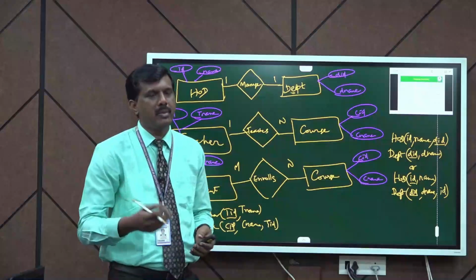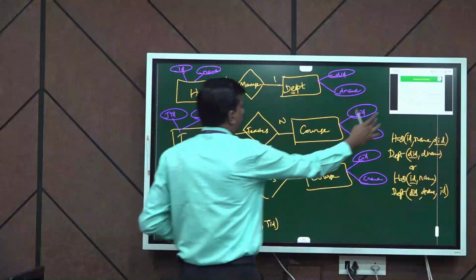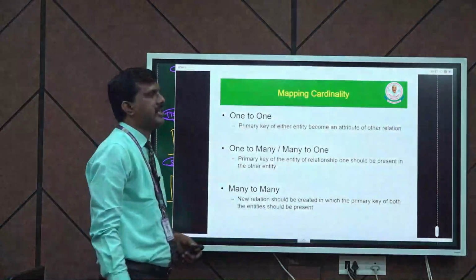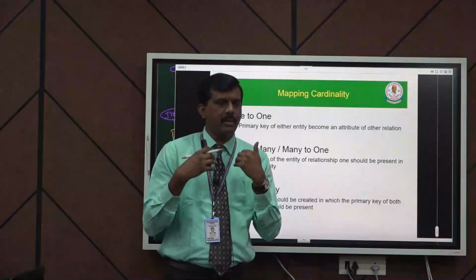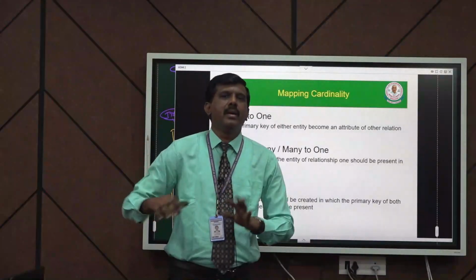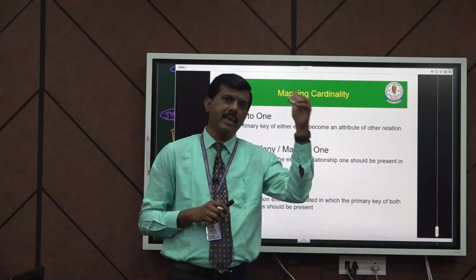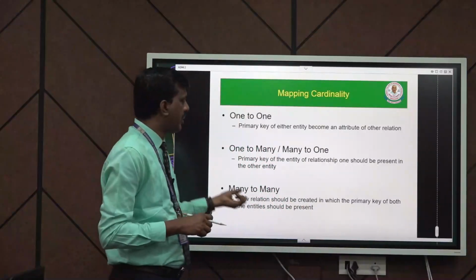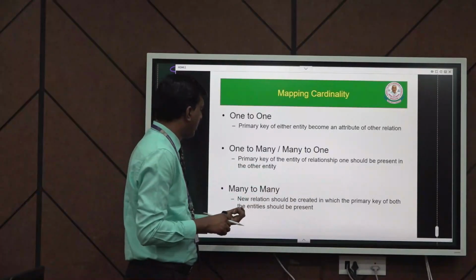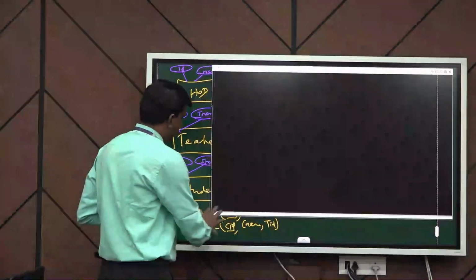Now, we move on to the third possible case. The third possible case is many to many. So, we take the primary key of both entities, that is, the key attribute of both entities, and form a new table. Along with the existing entity tables, we also form one more table. That is, a new relation should be created in which the primary keys of both the entities should be present. Now, let us discuss an example for this.